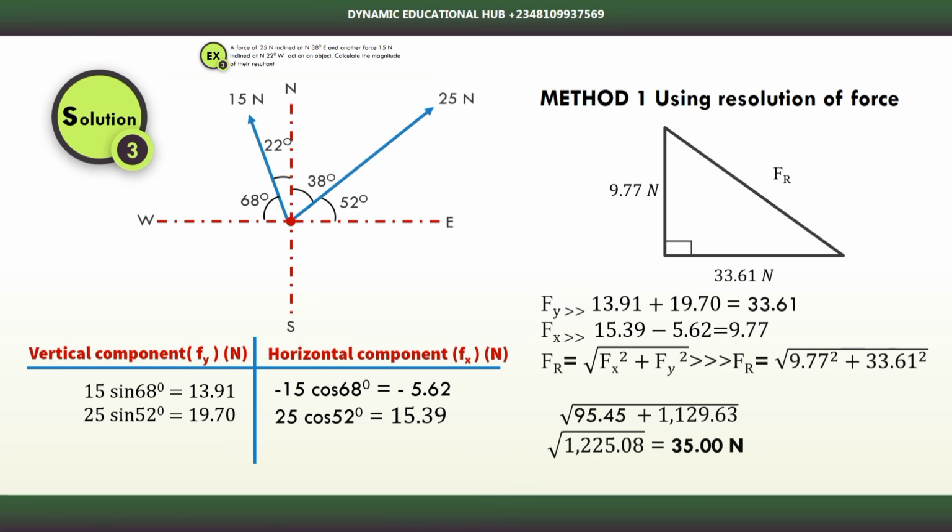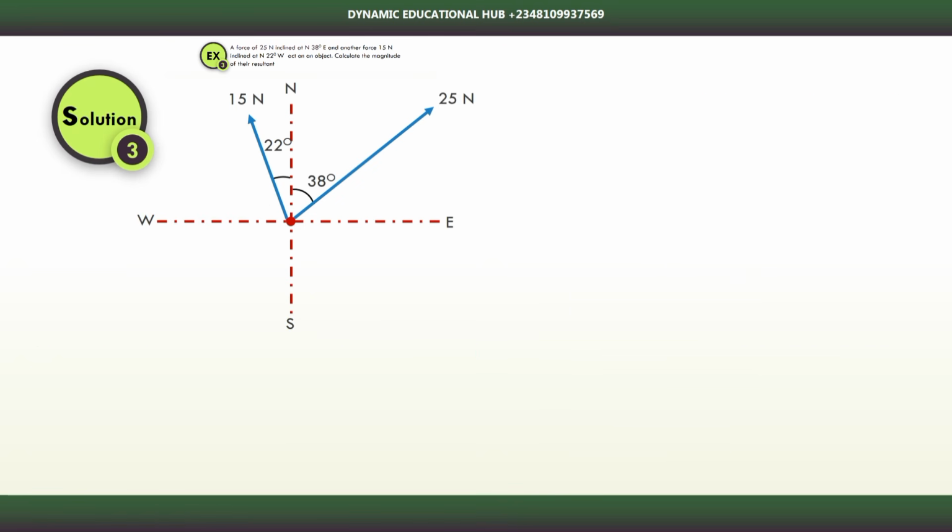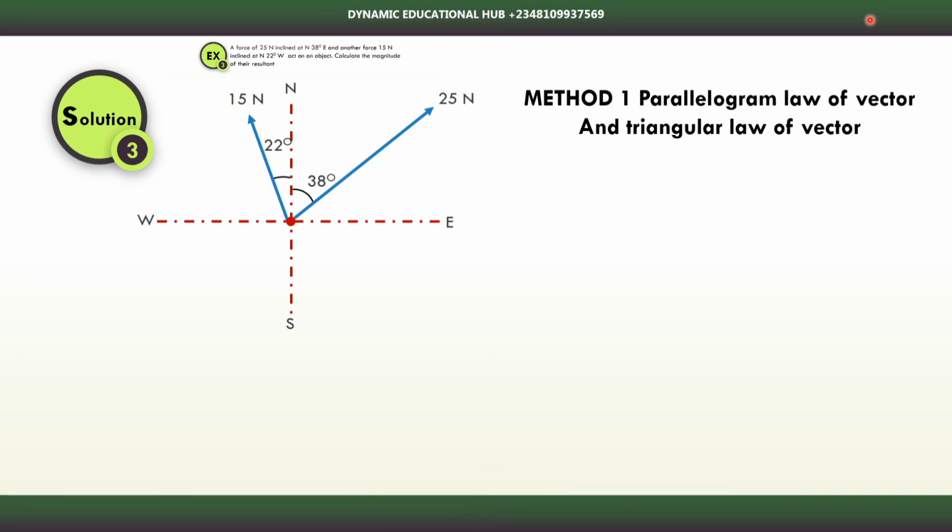Now, if you want to solve it very fast, this method is also fast. But the second method, you can still use it. I think the second method is faster than this. Now, for the second method, let's see how to solve this using another method. You don't need to find this angle of inclination with the horizontal. What you just need to do is use the parallelogram law of vector and the triangular law of vector. You combine the two together and use it to solve this.